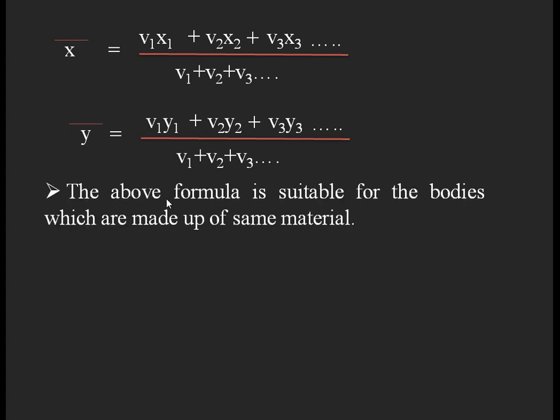Okay, and this above formula is suitable for bodies which are made up of the same material. That means, assume this solid body, which is a combination of a cone and a cylinder. When these two parts of the solid body are made up of the same material we can use this same formula. So when the parts are made up of the same material we need to consider the volume in place of the areas for finding the center of gravity position.